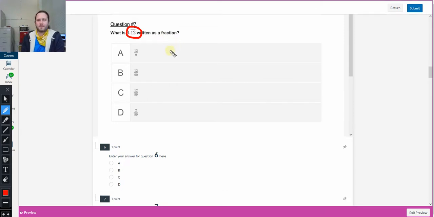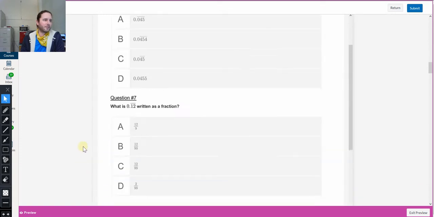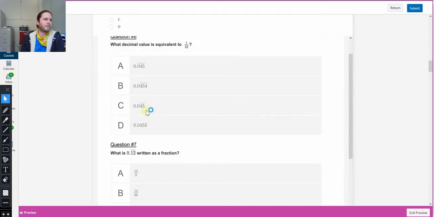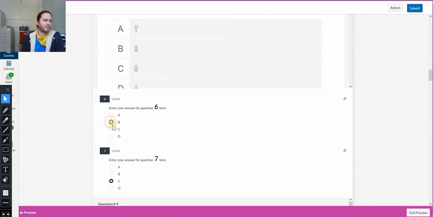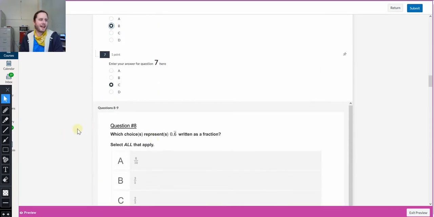And I forgot to say this yesterday, but you would simplify if possible. But 12 over 99, that cannot be simplified. So number 7 is simply going to be C. So number 7 was C, and we got B for number 6. Moving on to number 8.